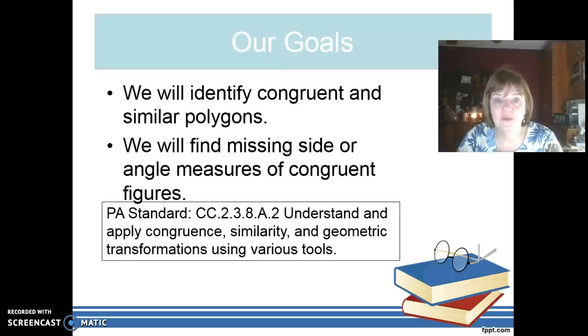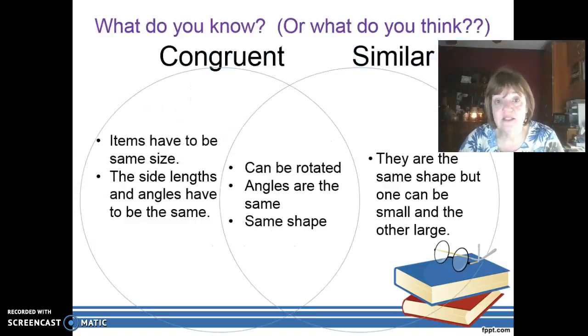Well, they're not really that big. You guys know what similar means, and polygons are just shapes with many sides. That's what polygon means. It means many sides. So let's talk about congruent or similar. Similar means they're just the same shape, but one can be smaller than the other, or bigger than the other, depending on which way you're looking at them.